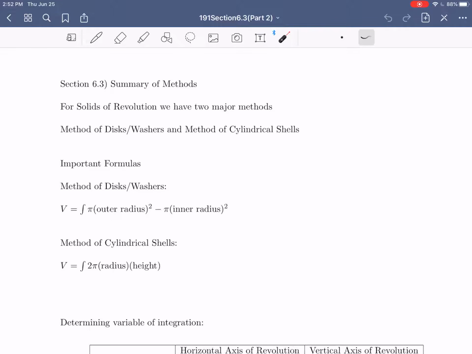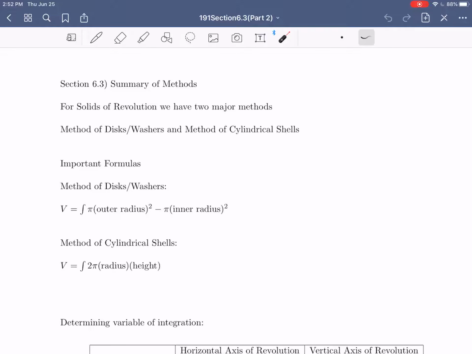In today's video, we're going to be finishing up section 6.3, which introduced you guys to the method of cylindrical shells. Since the method of discs and washers and the method of cylindrical shells are our two main methods for handling solids of revolution, we're really going to treat this video as a summary of both methods and see how to use both of these on a variety of different examples.